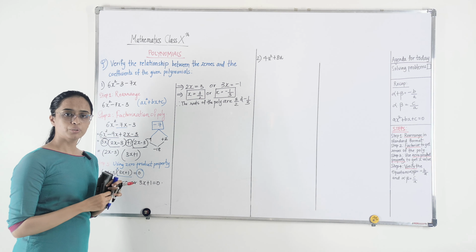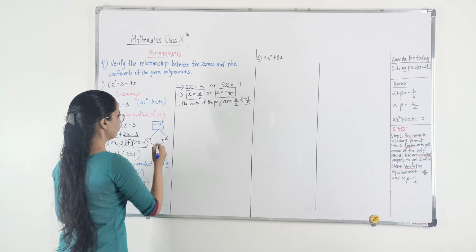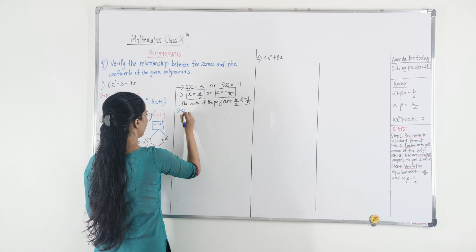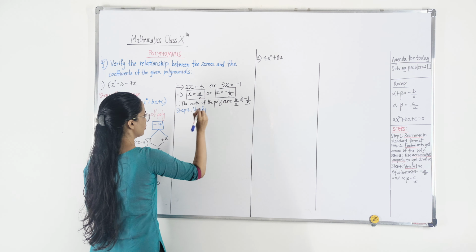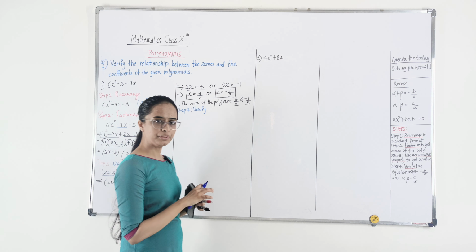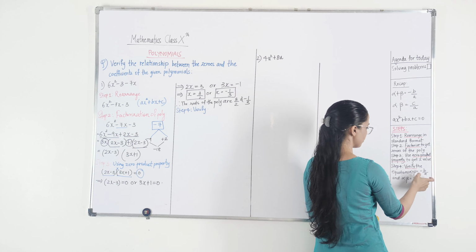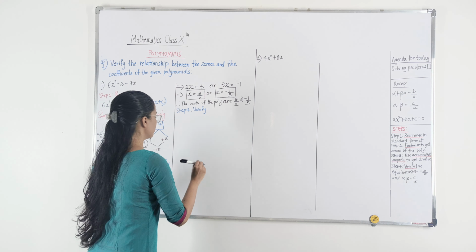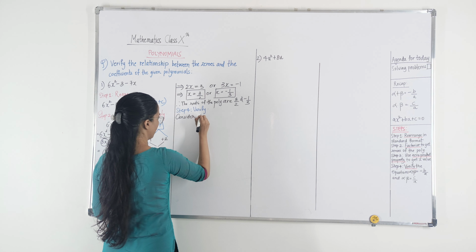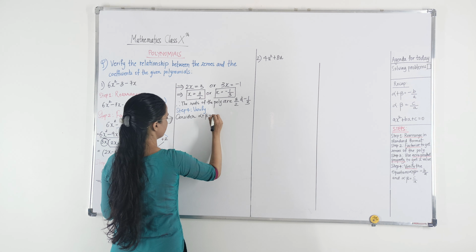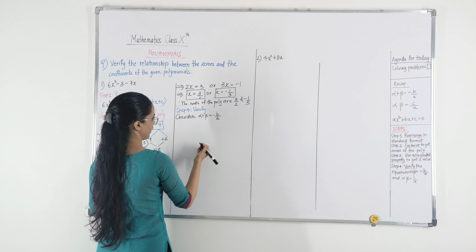Now we come to the last step, that is step number 4. Step number 4 is verifying. Whenever you want to verify, you first consider one equation at a time. So we are going to consider the first equation: alpha plus beta equals minus b by a.